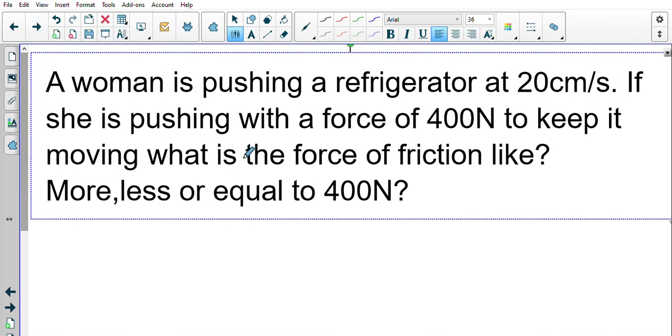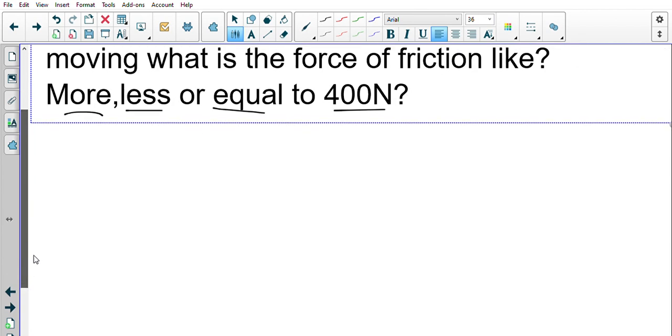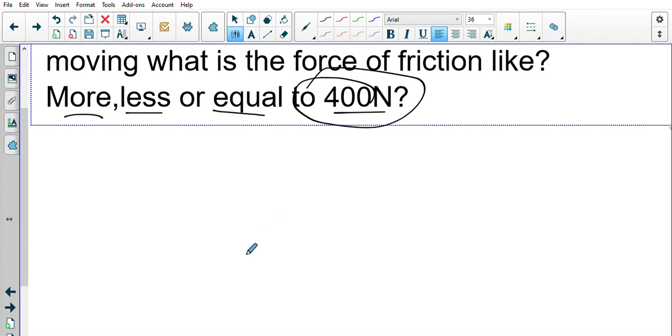Here's another one. A woman is pushing a refrigerator at 20 centimeters per second. If she's pushing with a force of 400 newtons to keep it moving, what is the force of friction? Is it more, less, or equal to 400 newtons? The correct answer is equal to 400 newtons. But let's just talk about it.